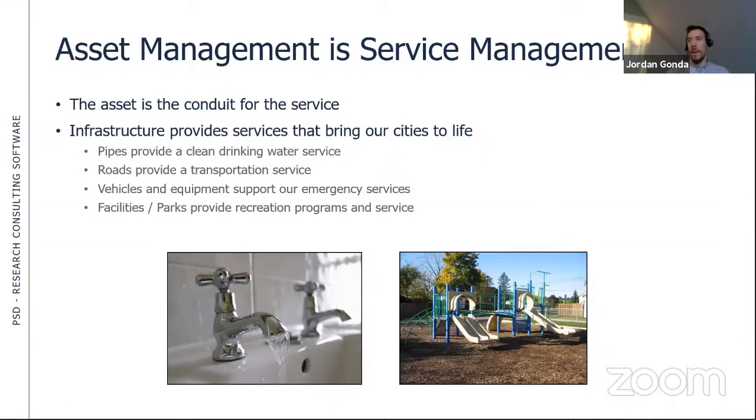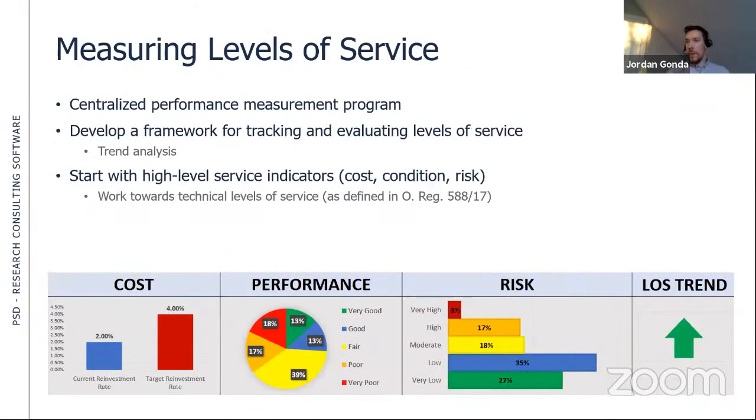We're not getting caught up in what asset we need to replace. We want to start off with what services we provide, and we work from there. We saw this earlier: understanding the use of that water pipe, being able to drive to work, all these things at the end of the day are what's rolled into that levels of service framework. So we always start at a high level, understanding these three key indicators, and then we might start looking at tracking specific metrics.